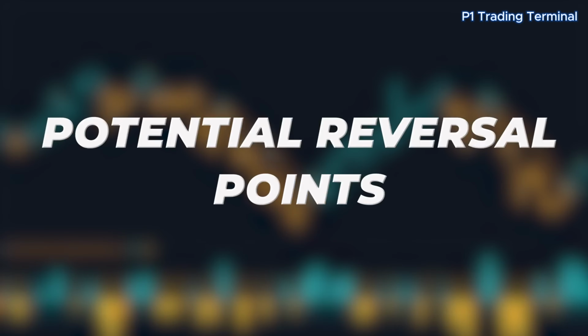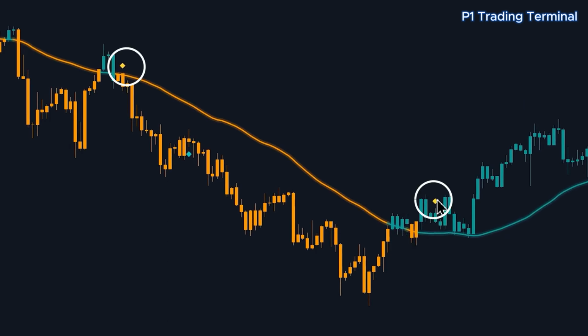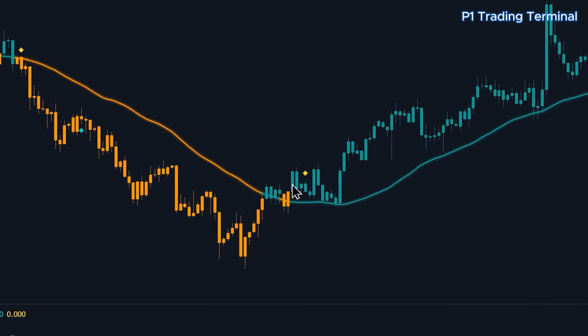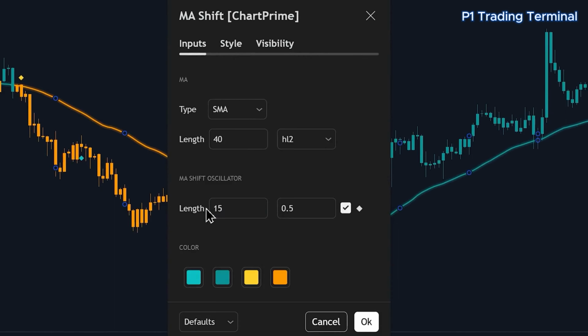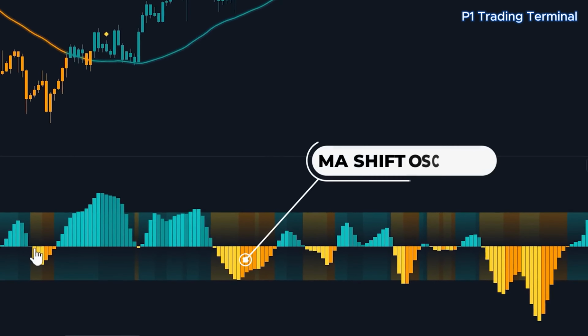The components of this indicator include the diamond labels, used for mean reversion when the oscillator crosses above or below a certain threshold. The threshold can actually be adjusted in the settings right here. And then we have this oscillator down here. It's known as the MA shift oscillator. It measures the deviation or distance of price from the selected moving average. It's displayed below the main chart and provides the following insights.